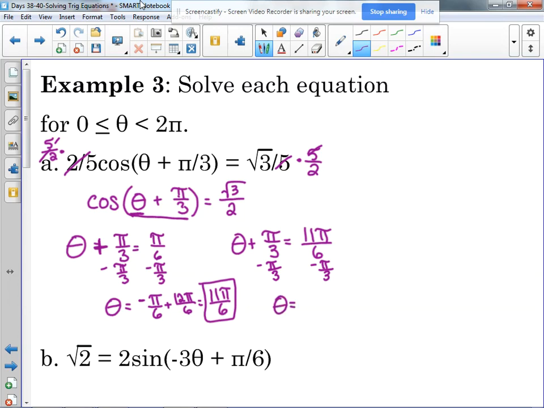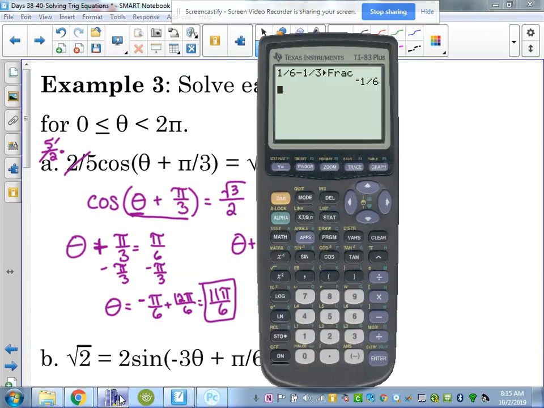If we're subtracting pi over 3, that's really like subtracting 2 pi over 6. 2 over 6 reduces to 1 over 3. So 11 minus 2 is 9 pi over 6, which of course reduces to 3 pi over 2. So, two different looking answers. We're used to our answers usually being over the same denominator. In this case, they are not, but we can check them.